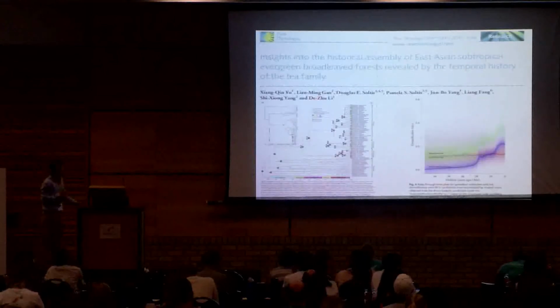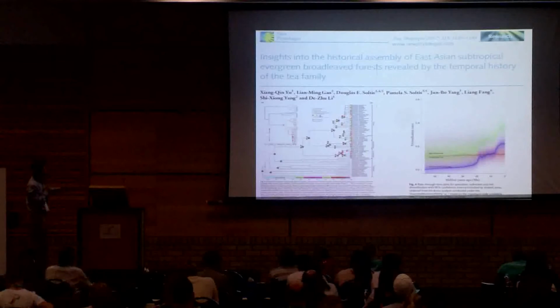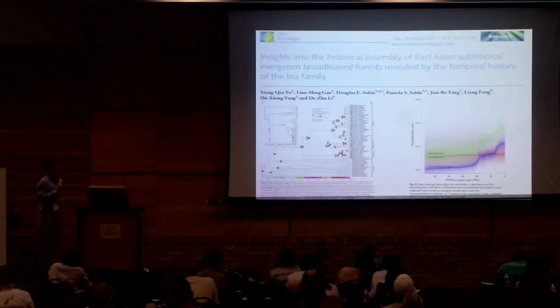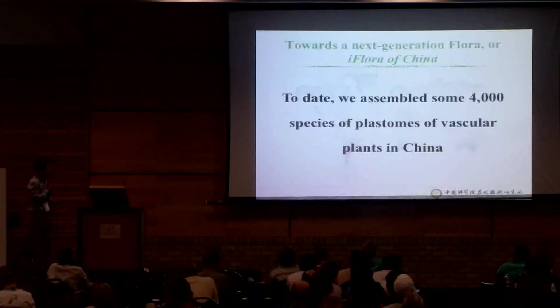And we also look at using chloroplast genome. We also managed to look at the T family, which has a lot of genera that are evergreen species in the broadleaf forest, and we managed to find that during the Oligocene and the Miocene boundary, there's a shift of diversification rate, and this may be triggered by the Asian monsoon system.